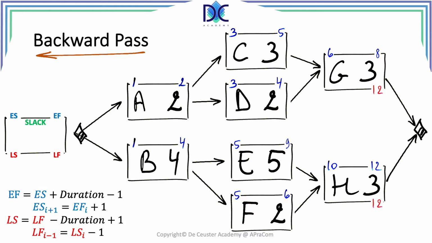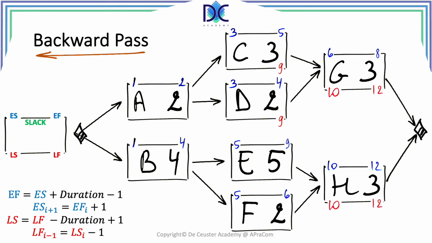Once we know the latest finish of G and H, we can calculate their latest start by using the formula 12 minus 3 plus 1 is equal to 10, and this is the same for both activities. Now we have to calculate the late finish of the predecessors D and C, which gives us 10 minus 1 is equal to 9. Now you have again the option to stop the video and conduct the calculations on your own and compare them with my results, or you just continue.